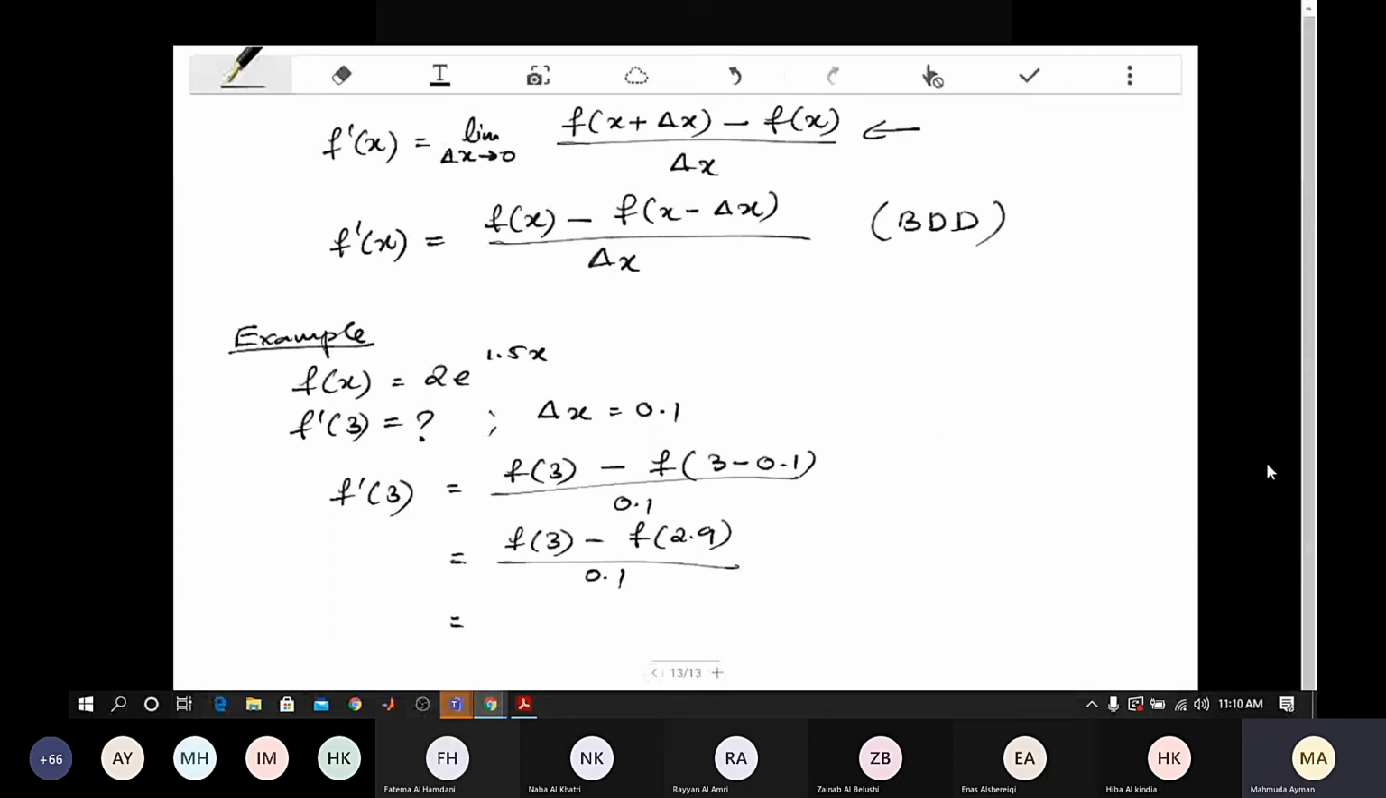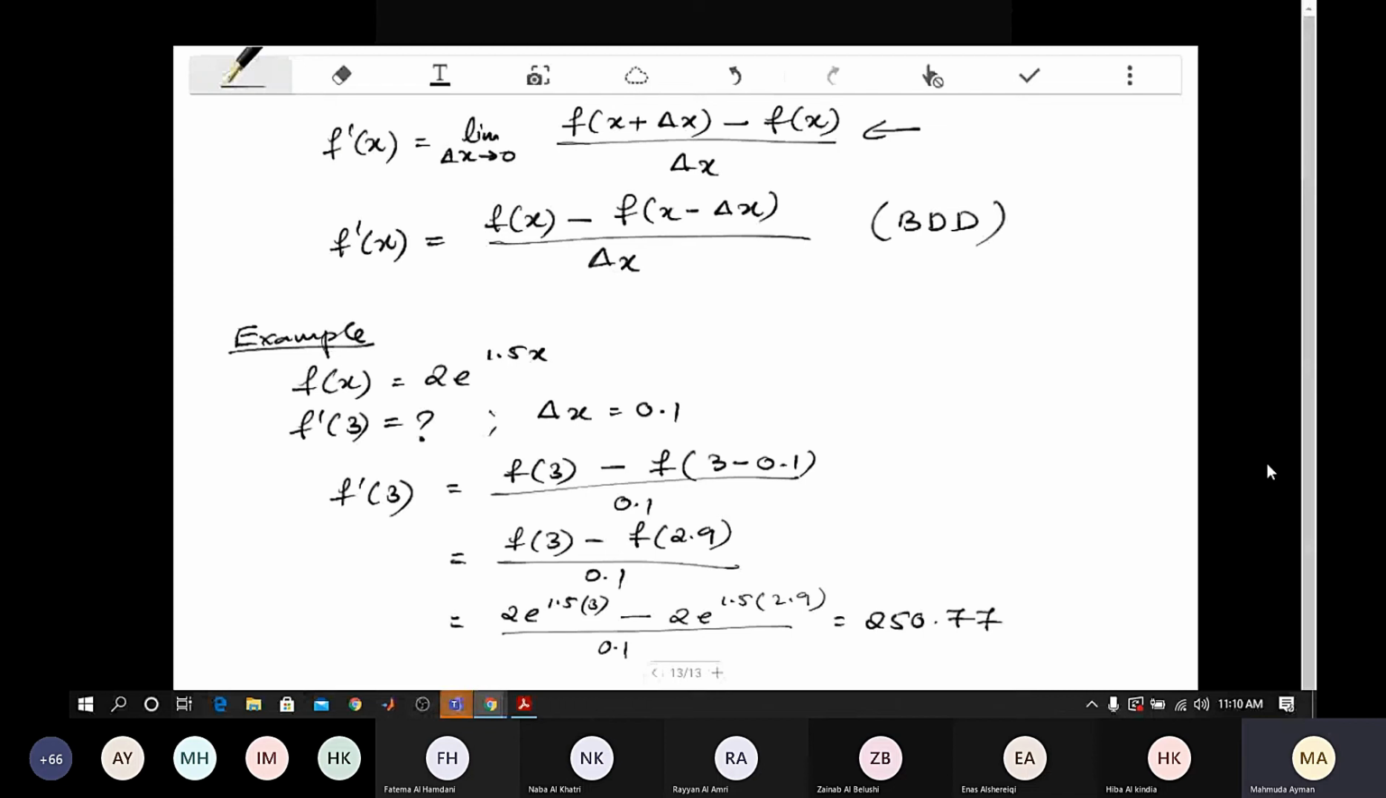So we have here 2 times e to the power 1.5 times 3 minus 2 times e to the power 1.5 times 2.9 divided by 0.1, and that is equal to 250.77.